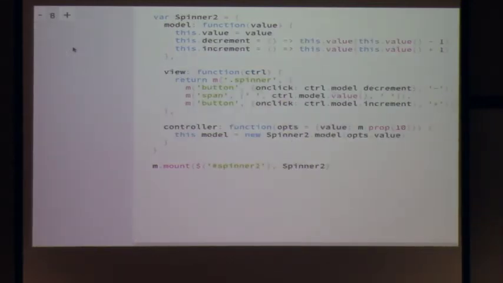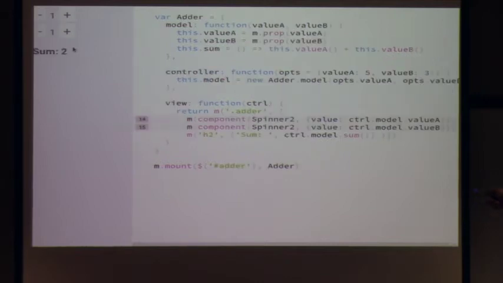No, the component is this object, which has model, view, and controller inside. Oh, that Spinner object, okay. Everything. Yeah. And so this adder thing is also a component, which then has two separate components inside of it.